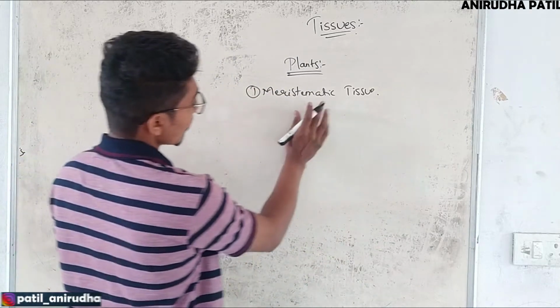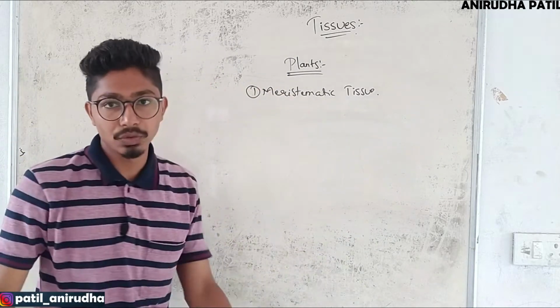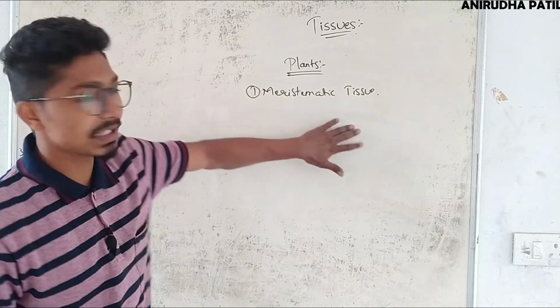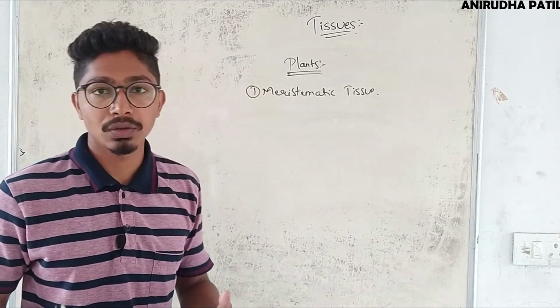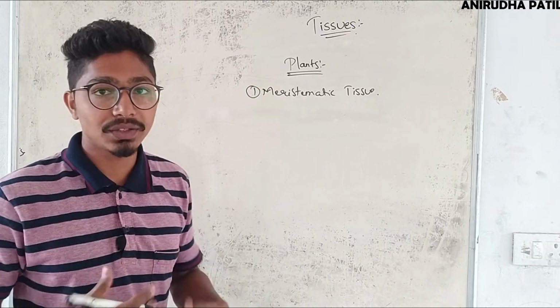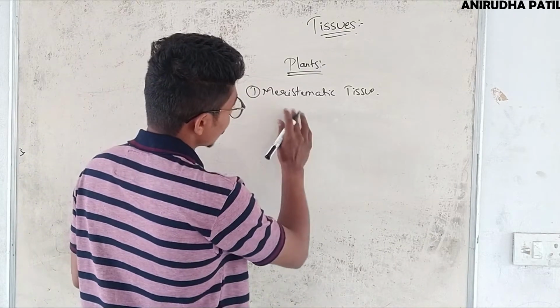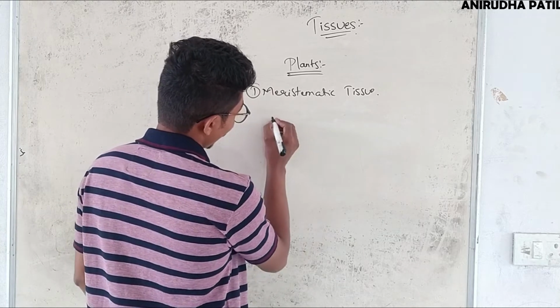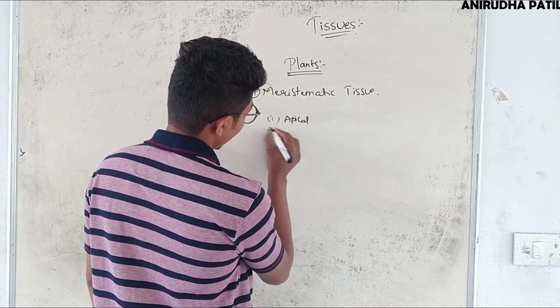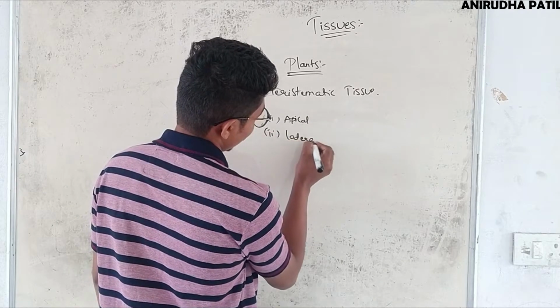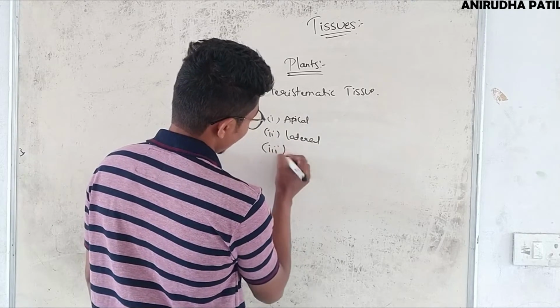Meristematic tissue is known as growing tissue and it is present in specific parts of the plants. Why is it called growing tissue? Because it helps in growth and it divides at a faster and faster rate. Meristematic tissue is present in three types: apical, lateral, and intercalary.